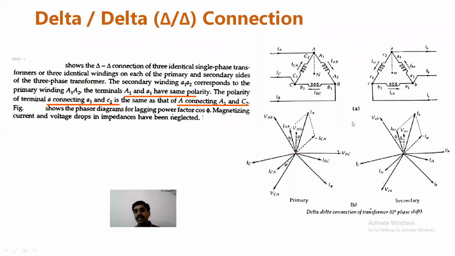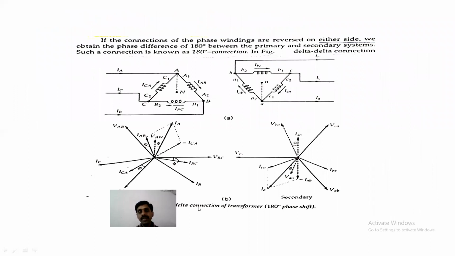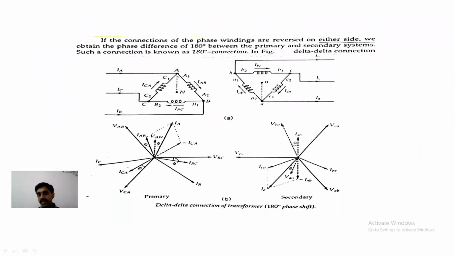Let us take the second one, 180 degrees phase shift. 180 degrees phase shift, if you see, it is simply point capital A is here, small a is here. The sixth position. In the hour clock, it is at 6 position. It is at the sixth position in the clock. So it is simply these connections of the phase windings are reversed on either side. Then we can obtain phase difference of 180 degrees between the primary and secondary systems. So this type of connection you can observe is completely the phasor diagram is reversed. So we can get this 180 degrees phase shift connection also with delta connection.